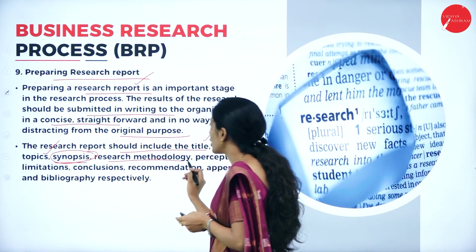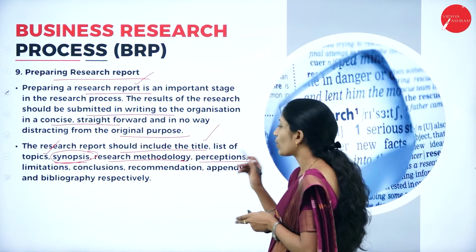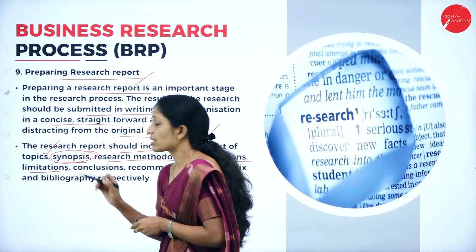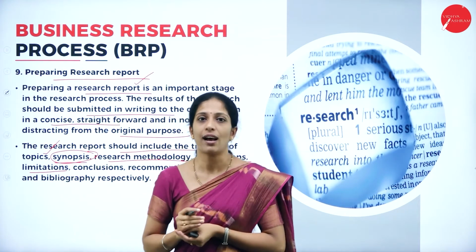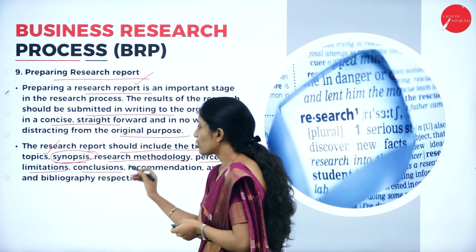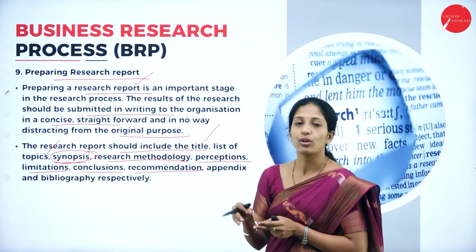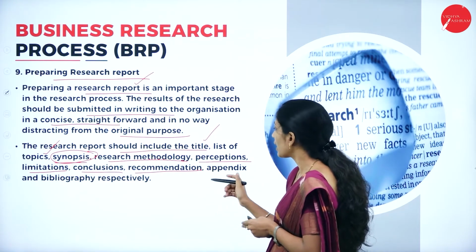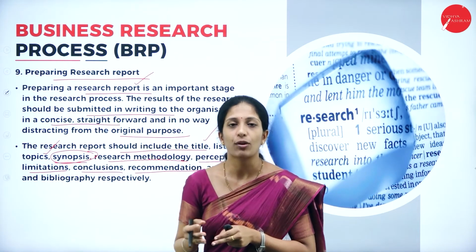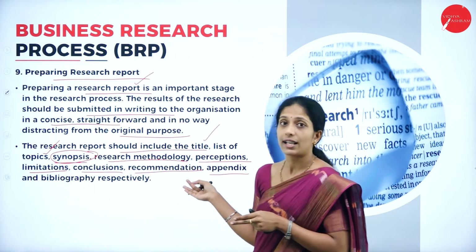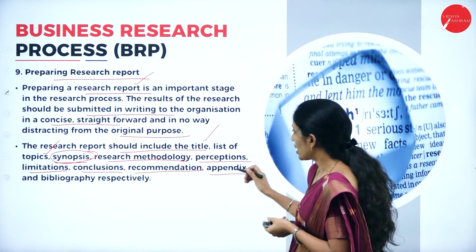Next one is research methodology. So, what are the methods used in the research? Next, perceptions. What are their perceptions? What are the limitations? Of course, each and every research activity will have its own limitations. What are the problems they have faced? Next, conclusions. So, what is the conclusion about that research work? Next, recommendation. So, you have to write the recommendation of the research work. Appendix, that is, what are the tools used to collect the information. It may be a questionnaire or any other formulas used in order to solve a particular problem, that is appendix.